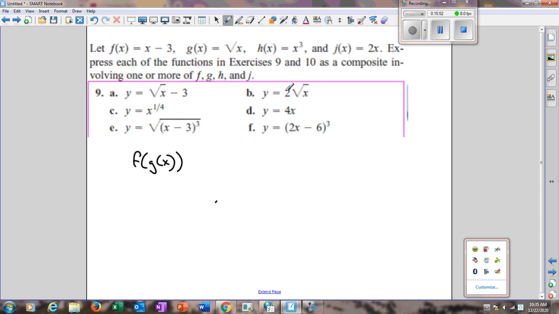Part B, it's 2 times the square root of x. This is 2x. The square root of x went into that, so that would be j of g of x. Part C looks a little more difficult because it's x to the 1/4, and I don't see that up here. But remember that the square root is also x to the 1/2, which means that this one was just g of g of x. If I put x to the 1/2 to the 1/2, that gives me x to the 1/4.